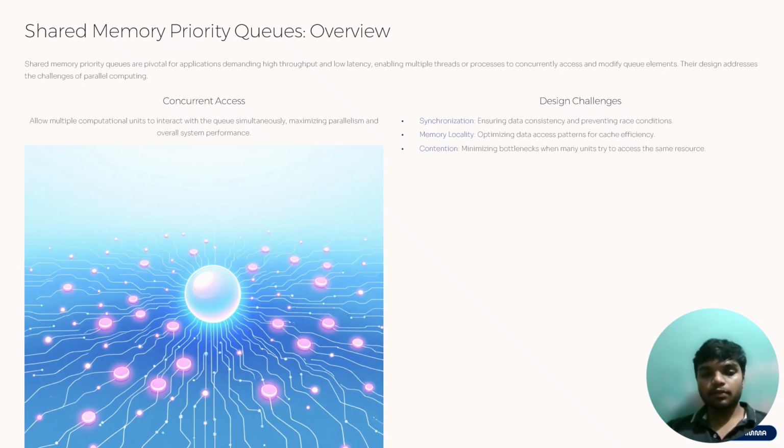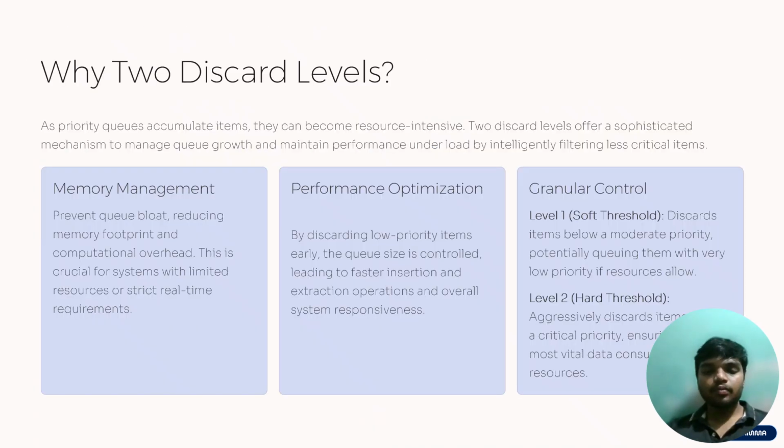What is the purpose of these? Let's see. Maintain system stability, ensure high priority tasks are not delayed, reduce latency for critical messages. Trade-offs and performance analysis. Why two discard levels? Memory management, performance optimization, gradual control.